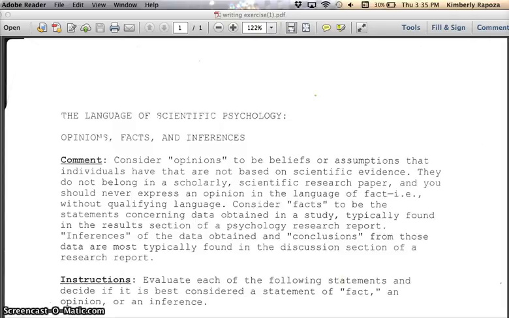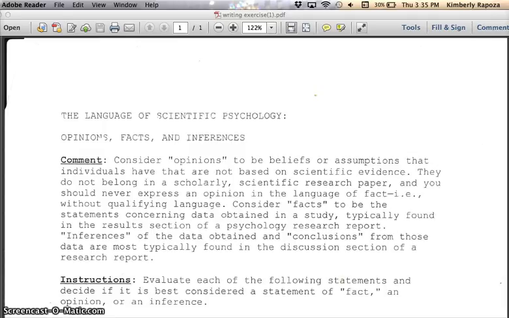So what do we mean by opinions, facts, and inferences? An opinion is a belief or assumption that an individual may have that is not based in scientific evidence. You cannot point to any studies or facts that support your idea. Appealing as it might be, it is still your own personal opinion. And they don't belong in a scholarly research paper.